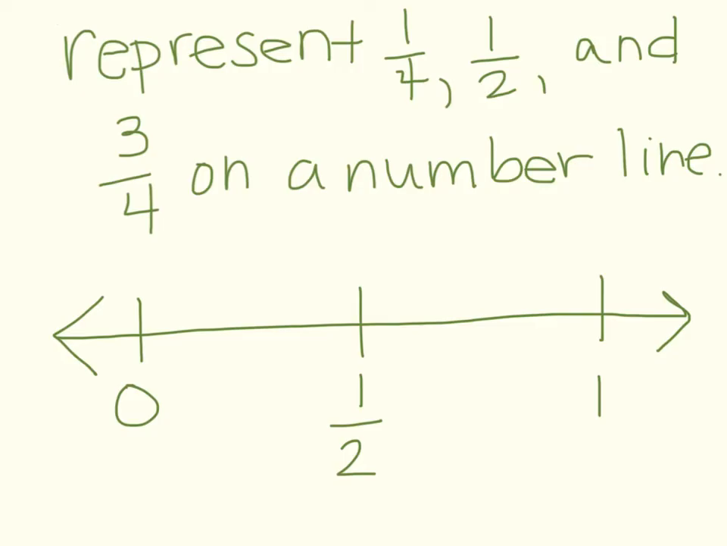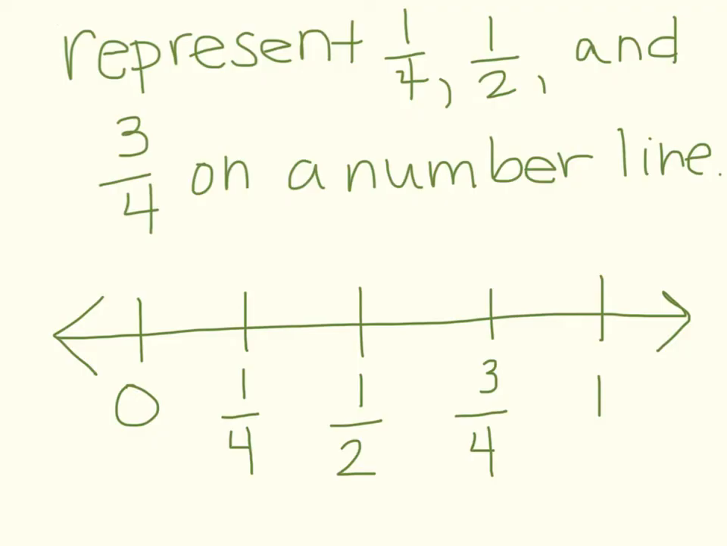I know that 1/4 and 3/4 will each fall halfway between 0 and 1/2 or 1/2 and 1. All I've done here to create this number line is to subdivide my space between 0 and 1 into 4 smaller intervals using 3 tick marks to represent each move up the number line.